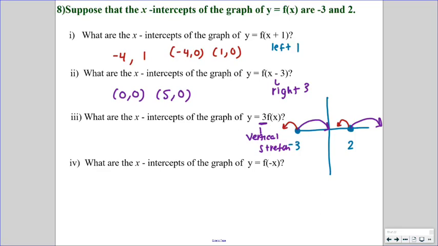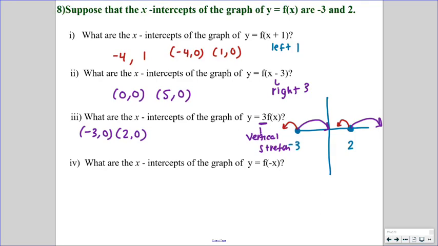Stretches are not going to change the values of our intercepts. The reason is these are original intercepts, (-3, 0) and (2, 0). When we're talking about vertical stretches, we are multiplying the y values. But if you look at the y values of our original intercepts, they're 0. 0 times anything stays 0. So our x-intercepts stay the same here.